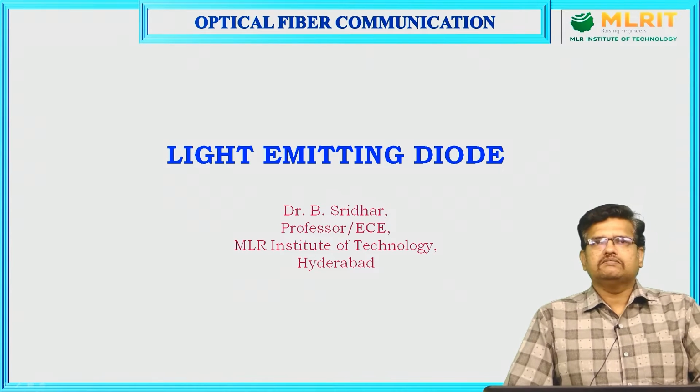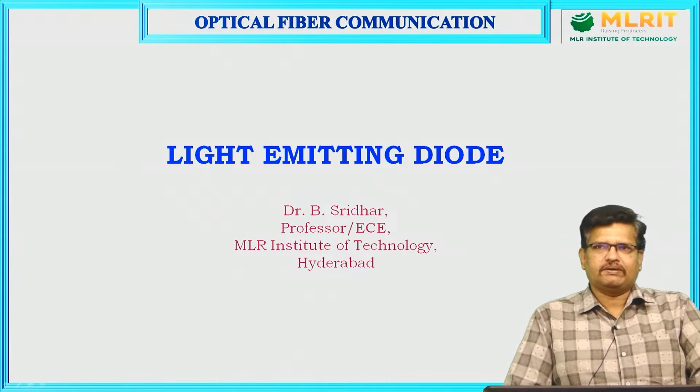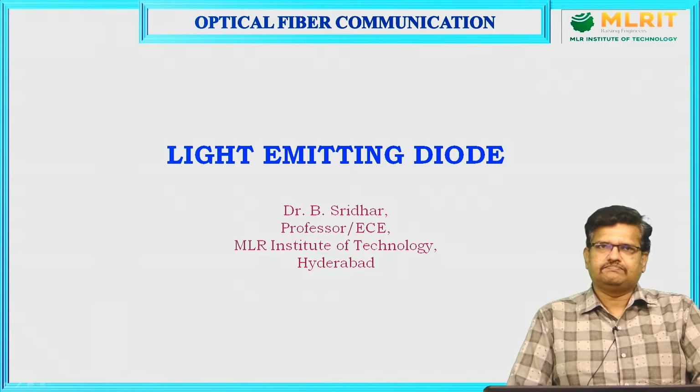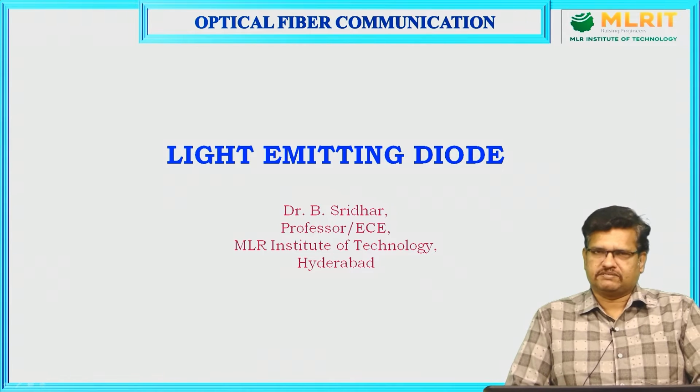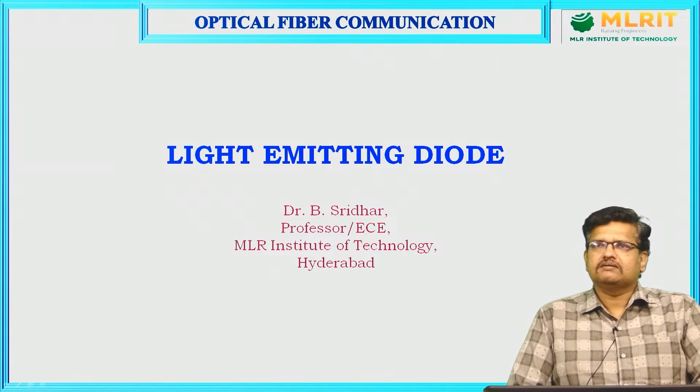Now, we are going to discuss about light emitting diode. In the optical fiber communication system, there are three major components to transmit the optical signal from one place to another place. One is optical fiber, second one is optical sources, third one is optical receivers. The first one, the optical fiber, is the fiber which can propagate the signal.